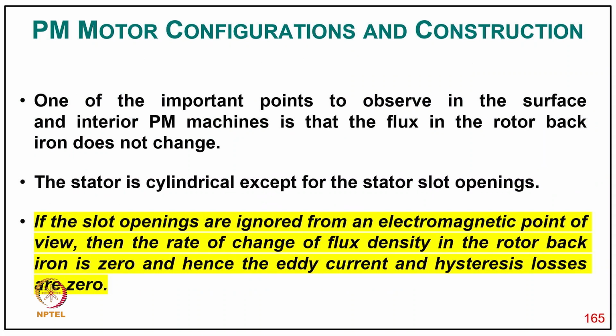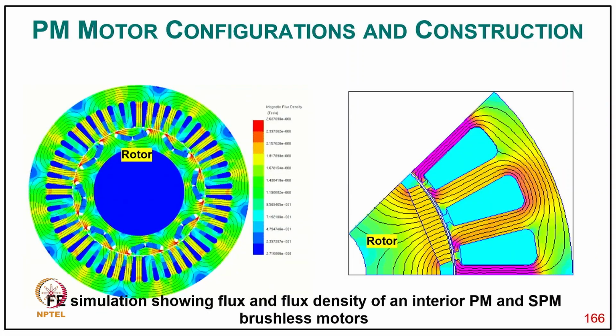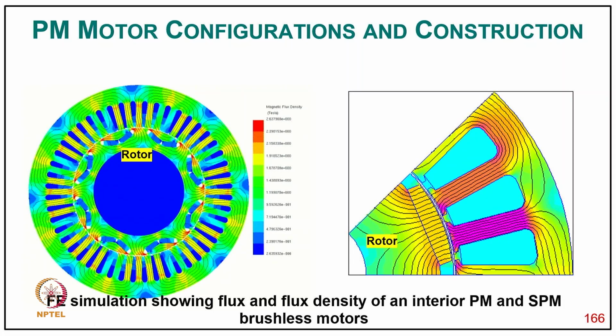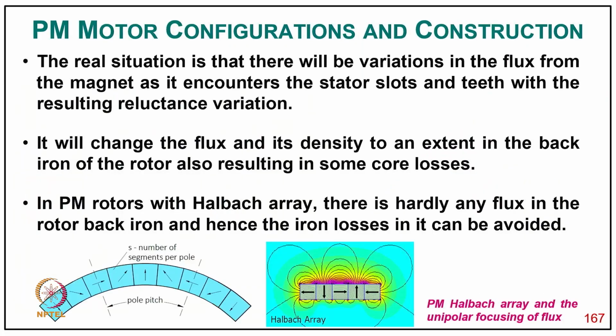One of the important points to observe in the surface and interior permanent magnet machine is that the flux in the rotor back iron does not change, and the stator is cylindrical except for the stator slot opening. So, if the stator openings are ignored from the electromagnetic point of view, then the rate of change of flux density in the rotor back iron is 0, hence the eddy current and hysteresis loss are 0. And you can see a finite element simulation showing the flux and flux density of interior permanent magnet and surface mounted permanent magnet brushless motor in two cases.